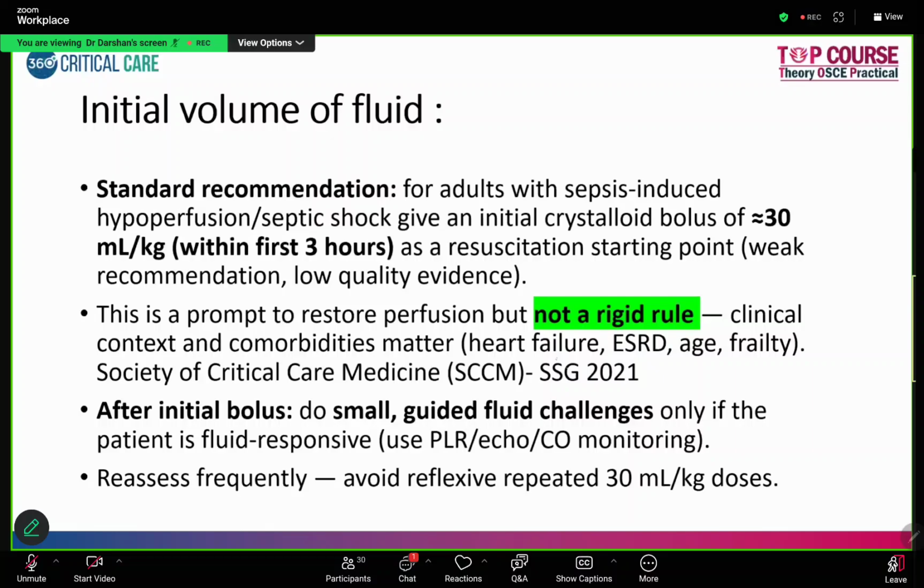Start the patient on an initial 30 ml per kg, but please always go ahead and do an hourly assessment of fluid responsiveness. If you feel that your MAP target has been achieved, the lactate has been cleared, or any other hemodynamic abnormality has been corrected, probably you can stop or reduce the fluids at that particular time. Okay, it need not be that you have to give all the 30 ml per kg in the first 3 hours. Okay, that is what we need to understand. That is the reason it is not a rigid rule.